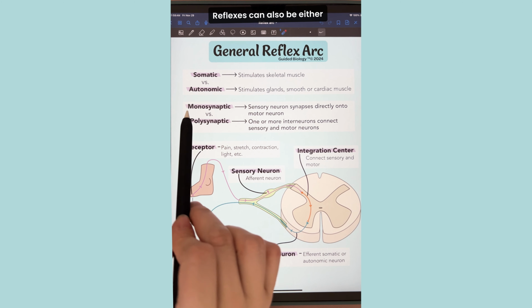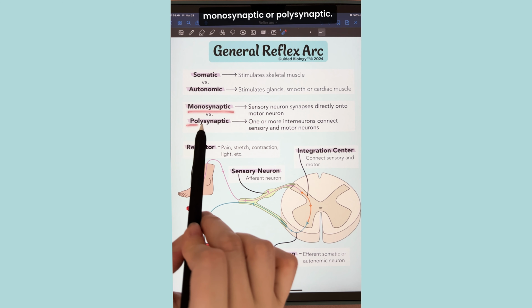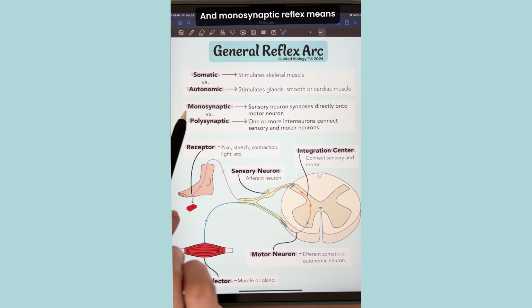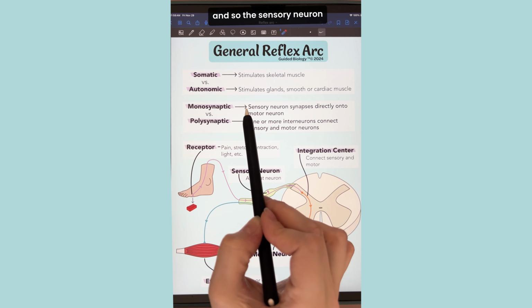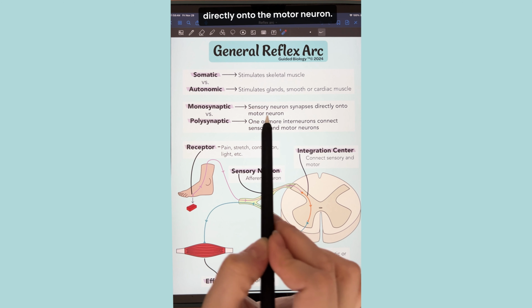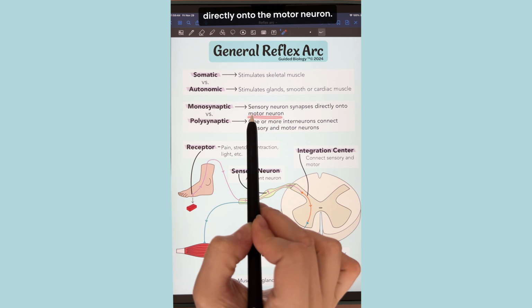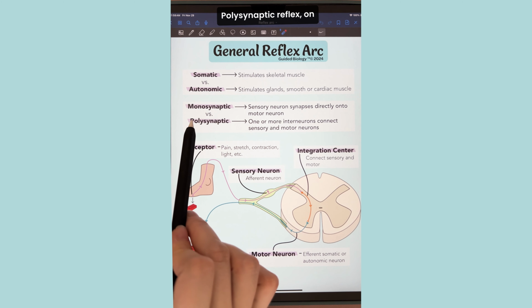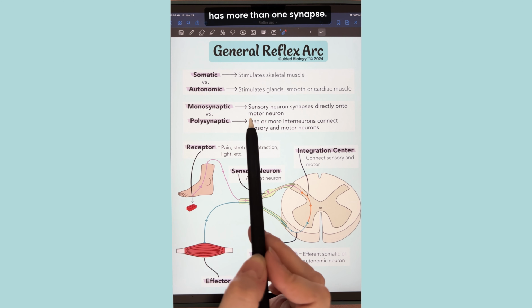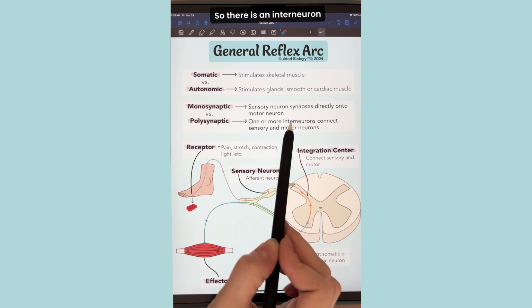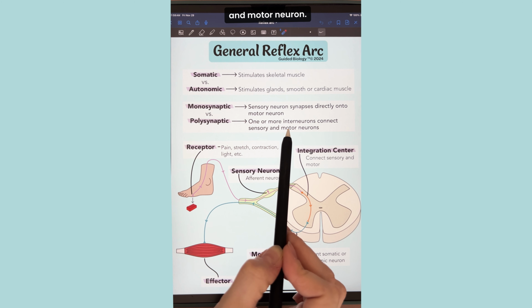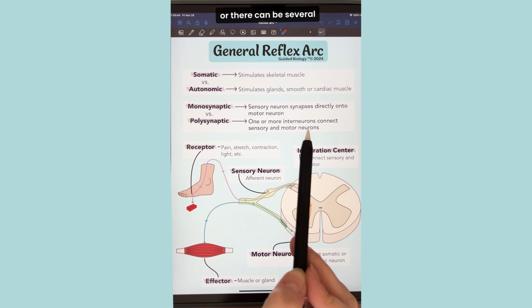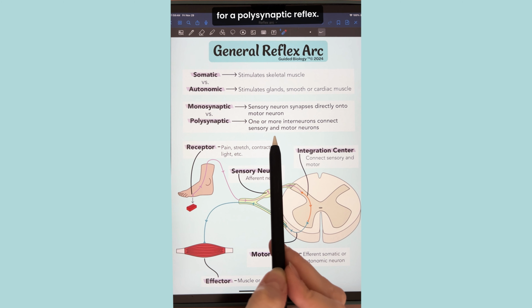Reflexes can also be either monosynaptic or polysynaptic. A monosynaptic reflex means there is just one synapse, and so the sensory neuron would synapse directly onto the motor neuron. A polysynaptic reflex, on the other hand, has more than one synapse, so there is an interneuron in between the sensory and motor neuron. There can be one interneuron or there can be several for a polysynaptic reflex.